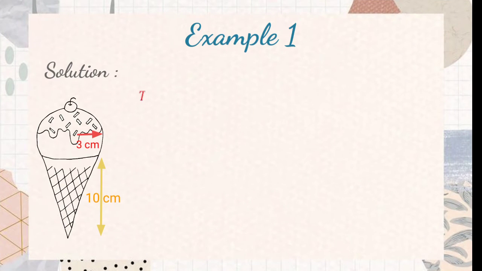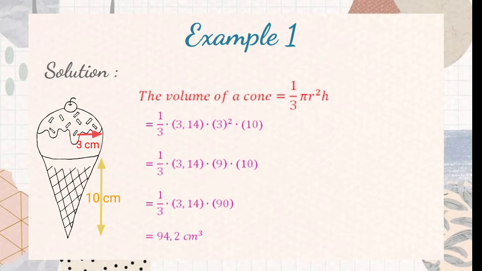Then, we find the volume of the cone. The formula is 1/3 times pi times r squared times h. We get 1/3 times 3.14 times 3 squared times 10, which equals 1/3 times 3.14 times 9 times 10, equals 1/3 times 3.14 times 90. Therefore, the volume of the cone is 94.2 centimeters cubed.